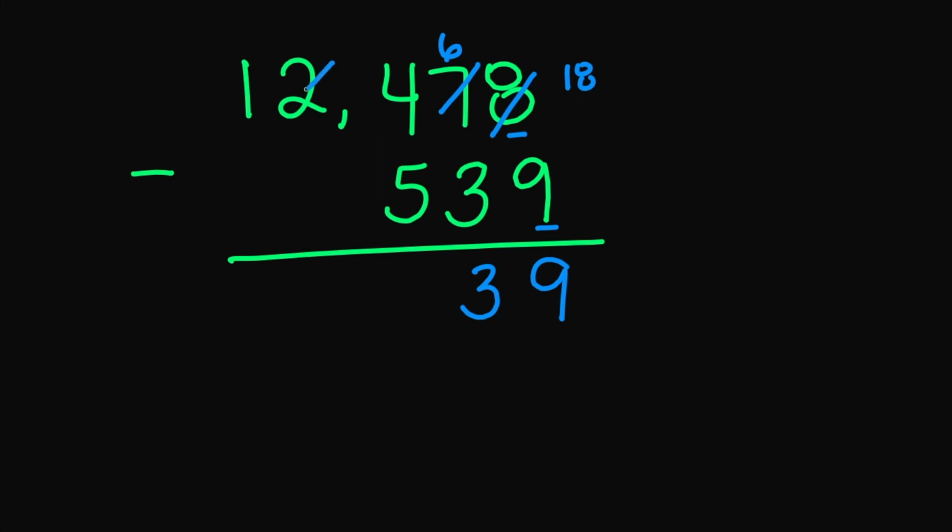So this 2 is going to become a 1. This 4 is going to become a 14. Now we have 14 minus 5. That's going to be 9. 1 minus your imaginary 0 is going to be 1. And then 1 minus your imaginary 0 again is also going to be 1. So your final answer is 11,939.